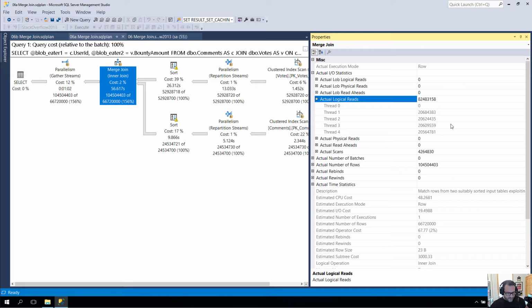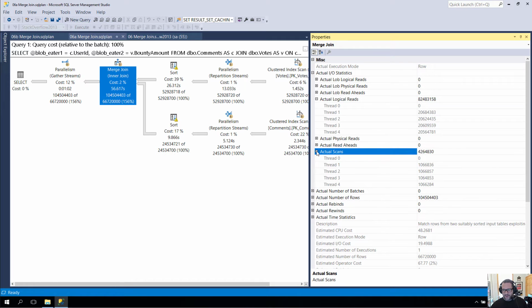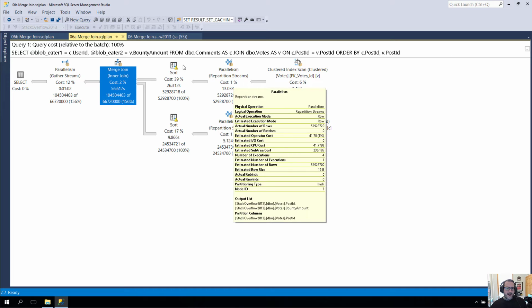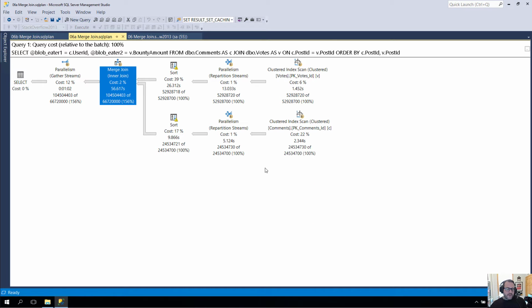But if we go and we look at the logical reads that the merge join is doing, you can see just how much work was done on the work table, right? Like a lot of work went into that work table. That work table did work, right? Work table did work.